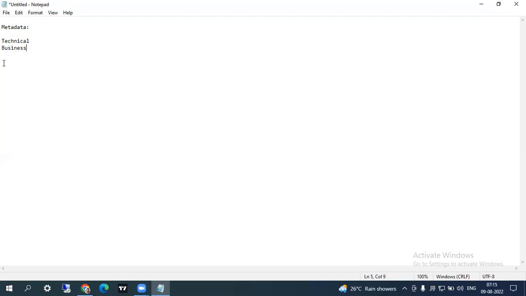But this is not required, I was just telling you for your reference. If they ask, they will ask what is metadata. That's it. They won't ask what the different types are. Then we will go to different types of data warehouse solutions.